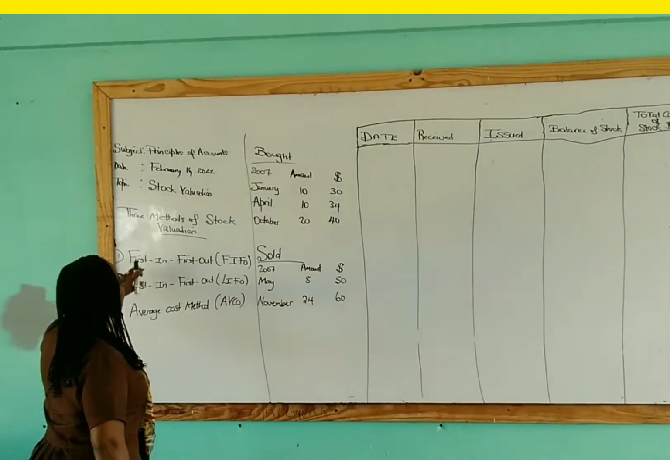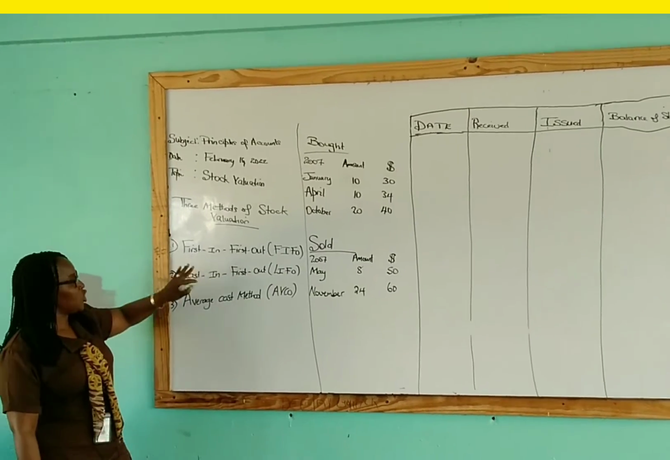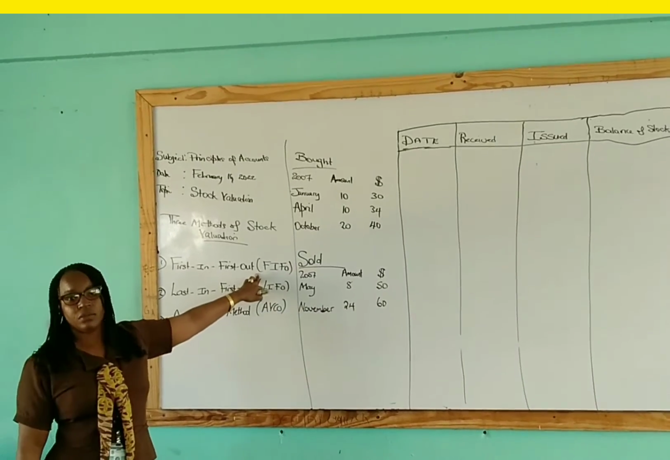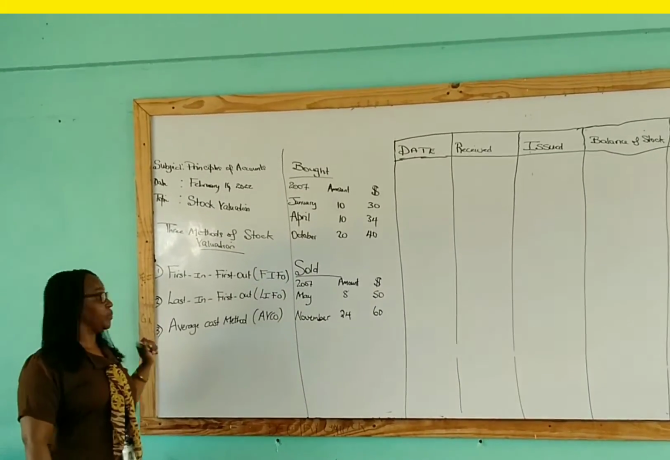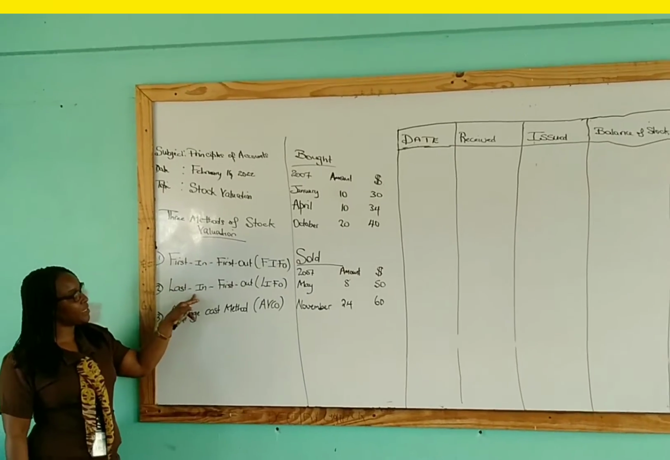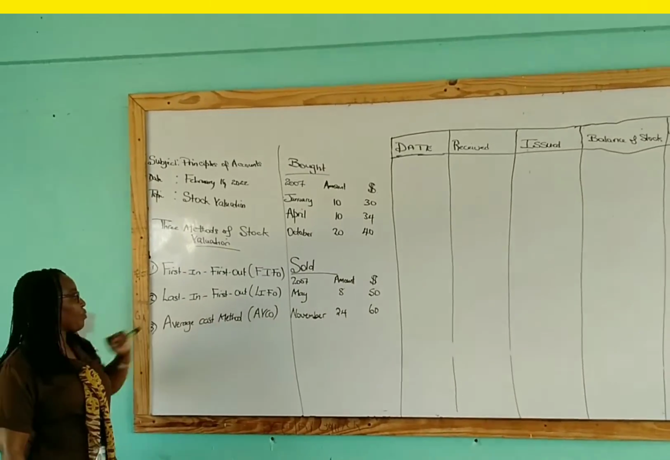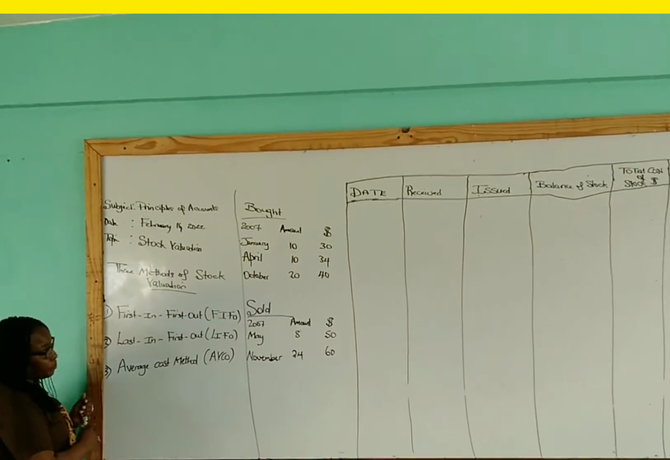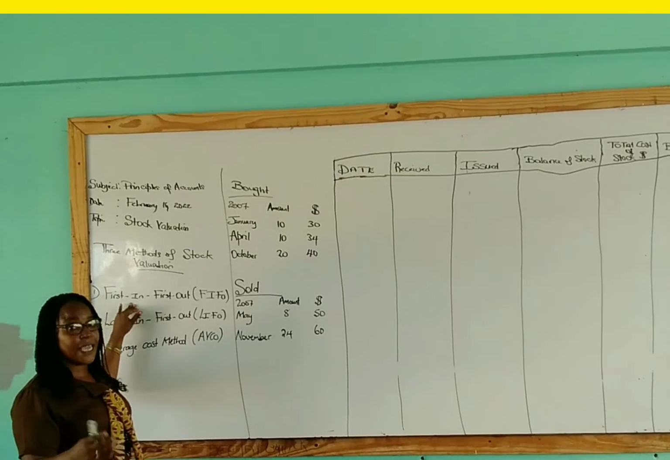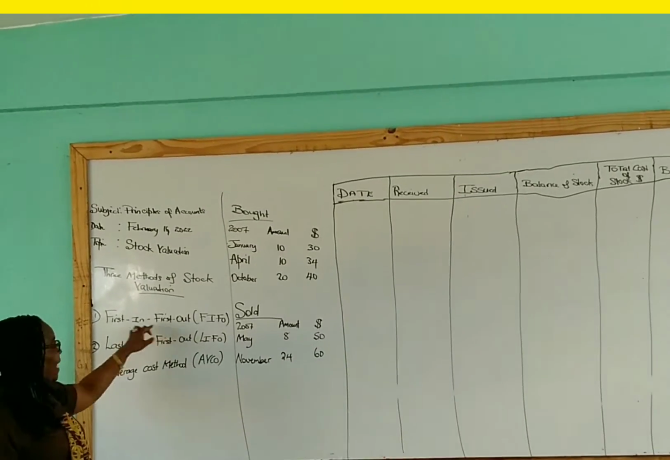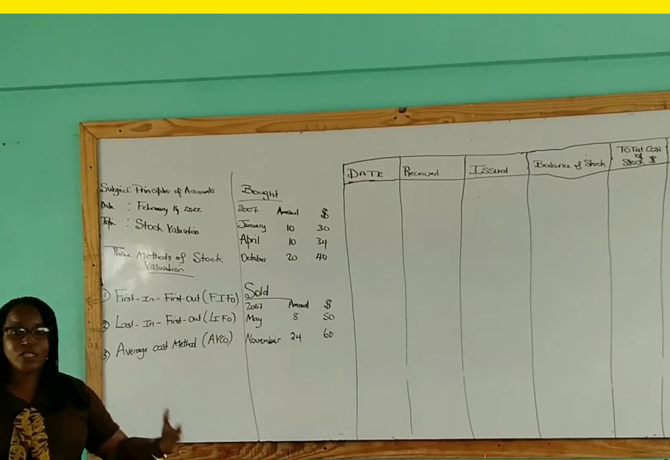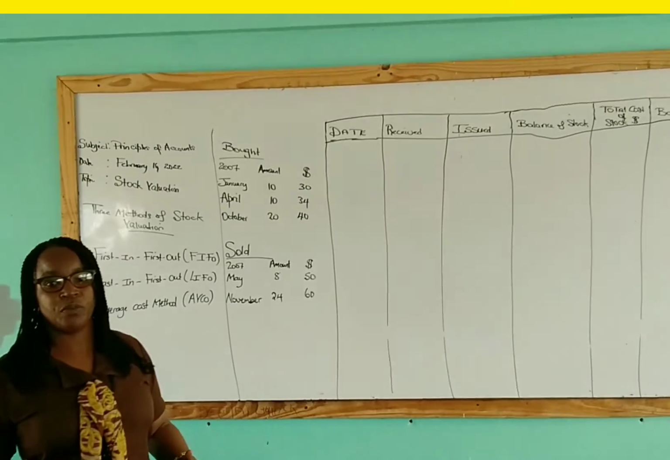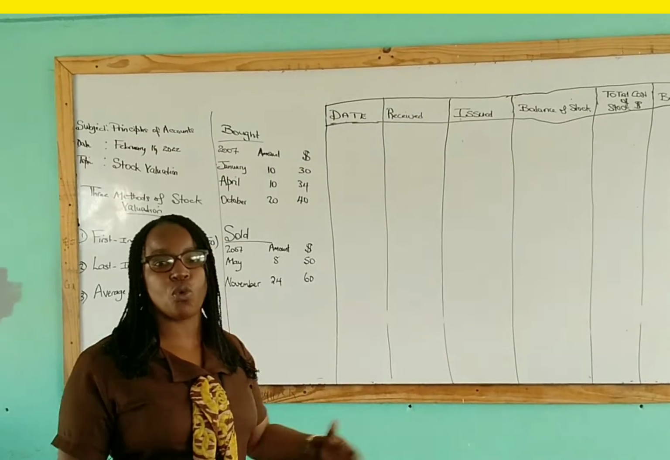The first method to value our stock is known as the first in, first out method, abbreviated FIFO. And then we have another method, which is last in, first out. Right? We're talking about our stock. And then we have the average cost method. Now, with the first in, first out method, just as it says, whatever goods were bought first are the ones that you're going to sell first, or get out of your storeroom first.